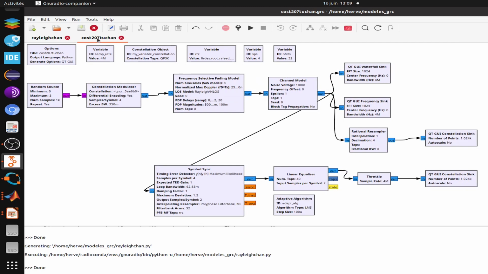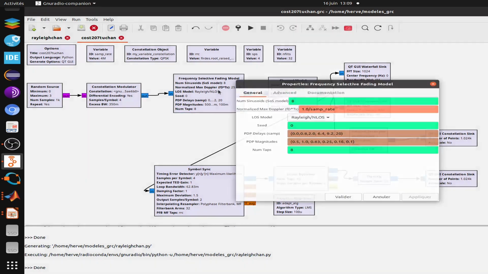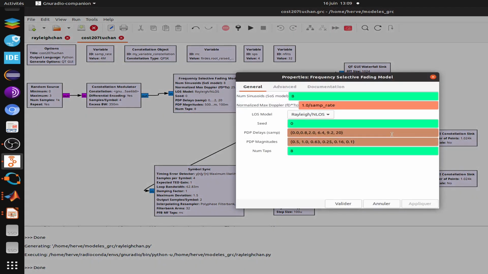Now I've got the same channel model we've already seen several times now. It's the COST 207 typical urban channel. It's possible to simulate it with a frequency selective fading model block that you find in the library. You just have to take into account two elements. The first is the power delay profile we've already seen. You don't enter the delays in tau values. You have to enter these elements in samples.